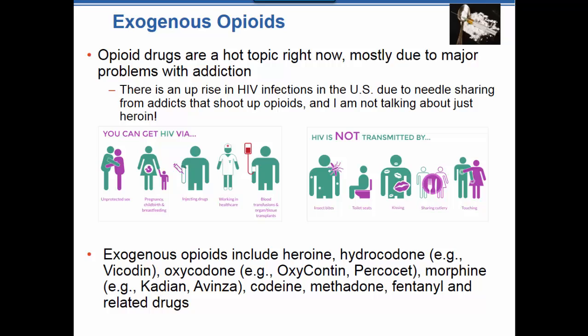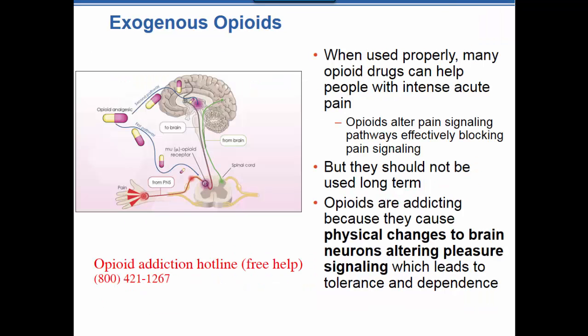Exogenous opioids include heroin, hydrocodone, which you might also know as Vicodin, oxycodone, morphine, codeine, methadone, fentanyl, and many more. When they're used properly, like I said, they can be very, very beneficial to people with intense acute pain. And how opioids work is they alter pain signaling pathways, effectively blocking pain signaling. But they should not be used long term because they're addicting.